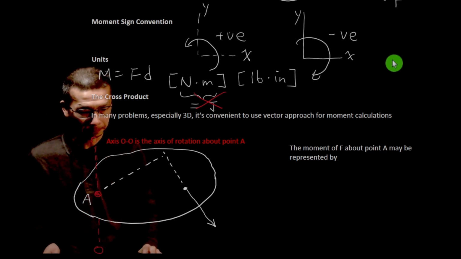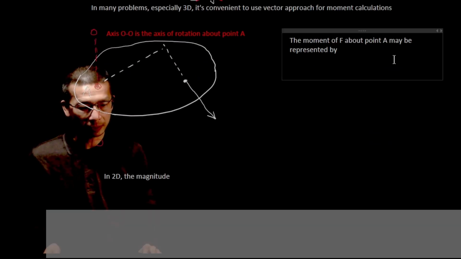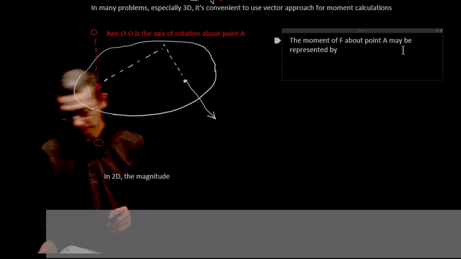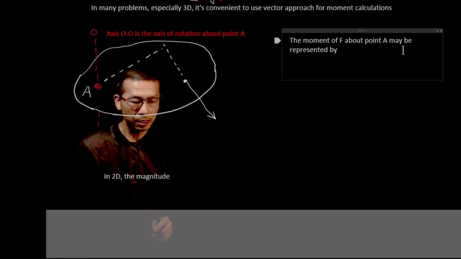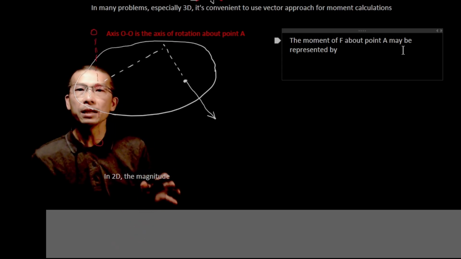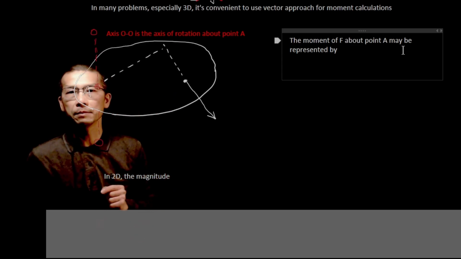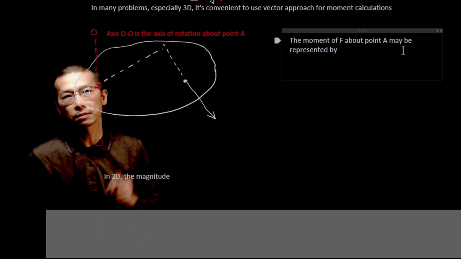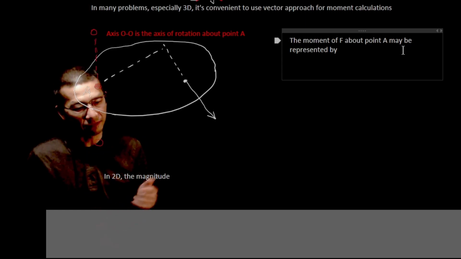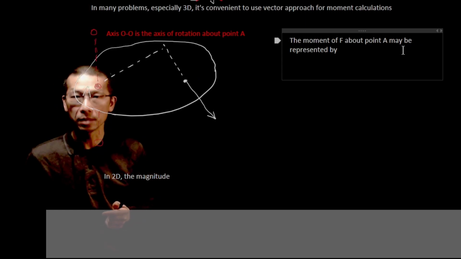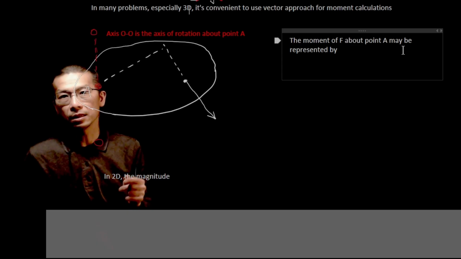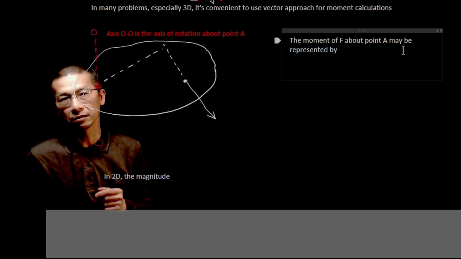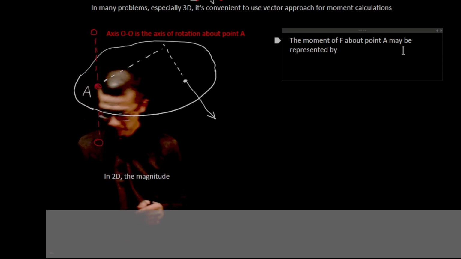All right. Cross product. In many problems, especially 3D, it's more convenient to use vector analysis for moment calculations. For 2D, it's not too bad. For 3D, it's much easier to use vector analysis.